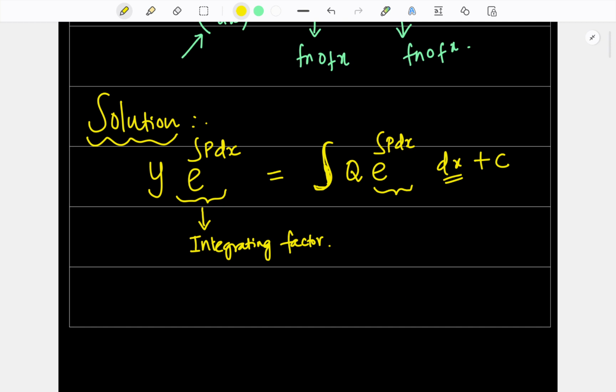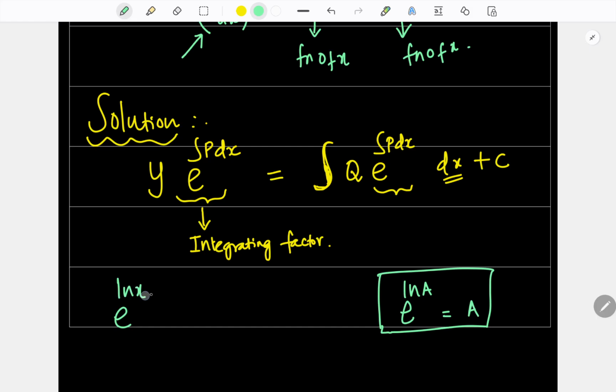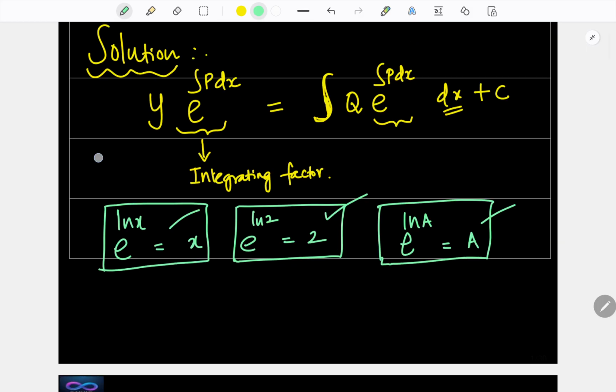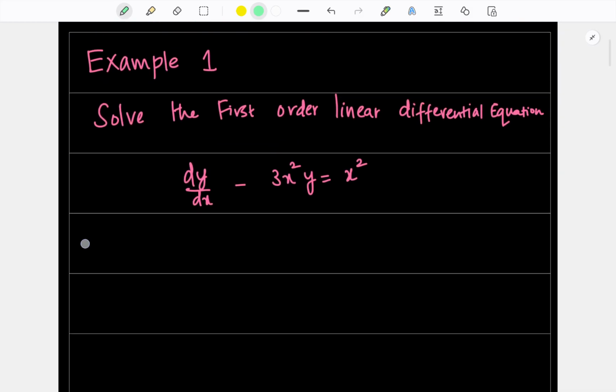Keep in mind, you also need to remember one rule. In many places you will get e power ln a is a. Suppose you get e power ln x, which is equal to x. So e power ln 2 is also equal to 2. You can check in the calculator whether you get this. Variables you cannot check, but constants you can easily check. Right, let's go to the first question.